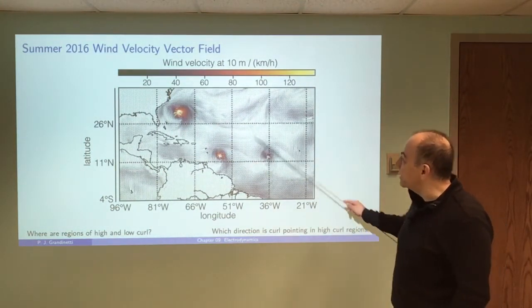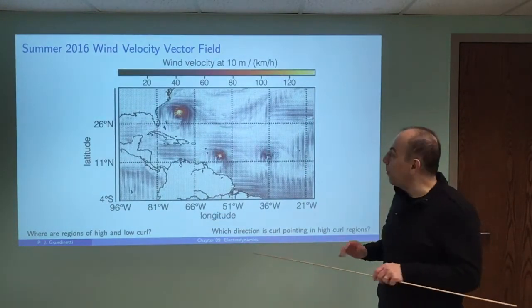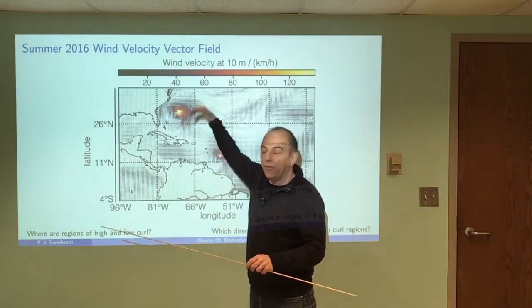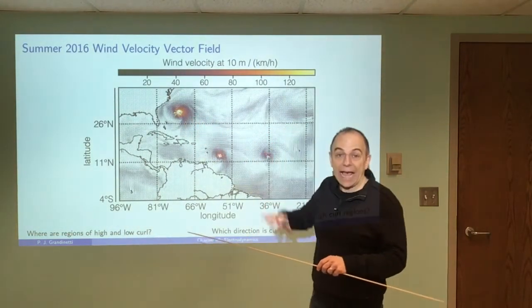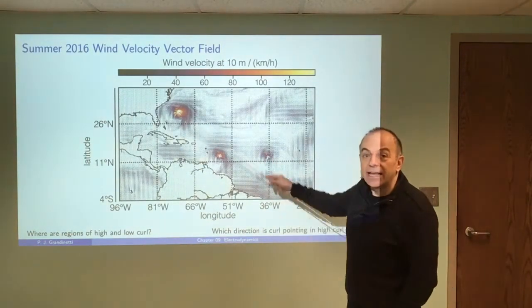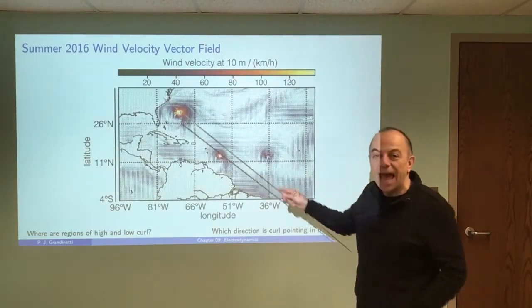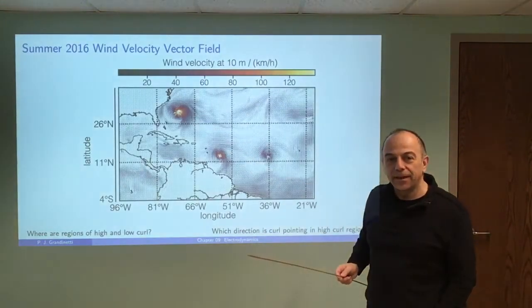Now, in this case here, you can also predict which direction the curl is pointing. So if I went over here and I curled my fingers in the direction of the wind velocity vectors, which are curling around, then my thumb would be pointing out of the board. So in this case, these are all curling in a counterclockwise manner. And so the curl vector is pointing away from the surface here.